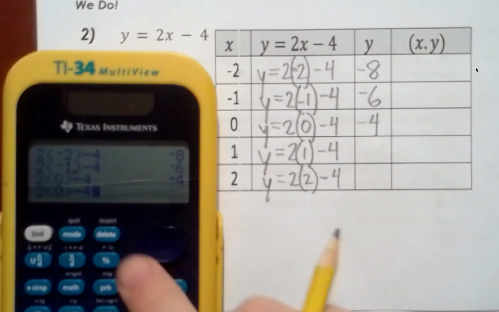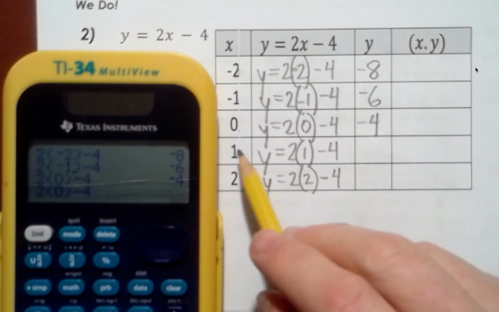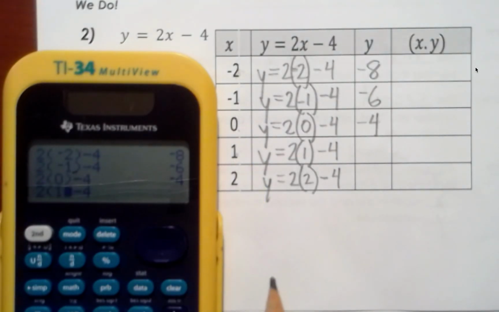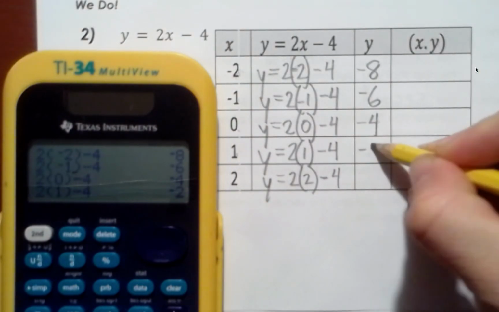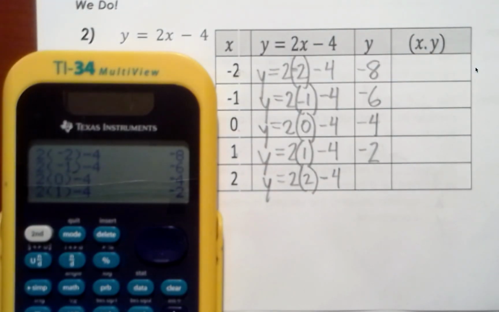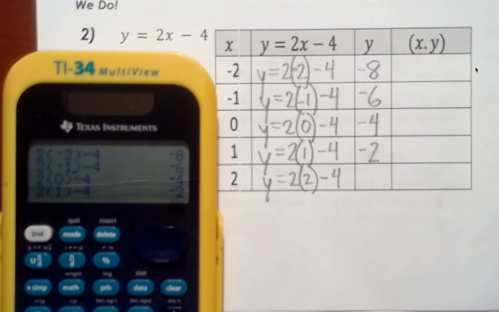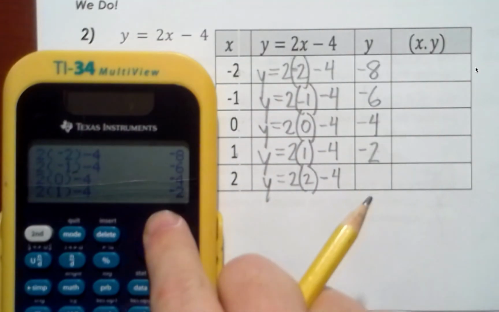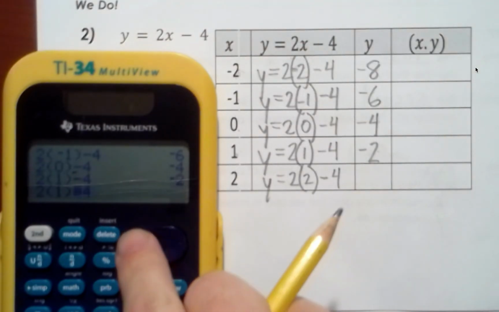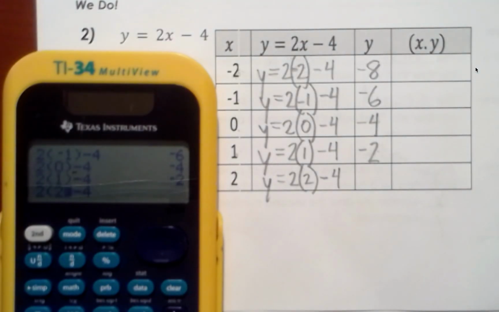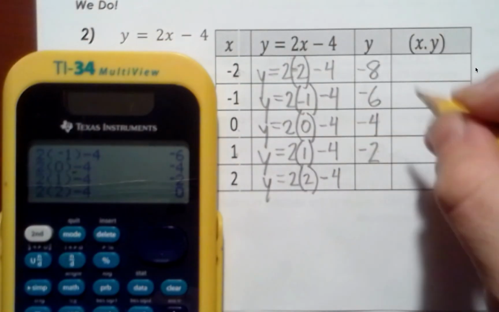So now I'm going to substitute in +1, and we got -2. Okay, so -8, -6, -4, -2. What do you think is going to come next? I see some sort of pattern. Remember, mathematicians are pattern finders. See if you can figure it out before I type it in. 0.